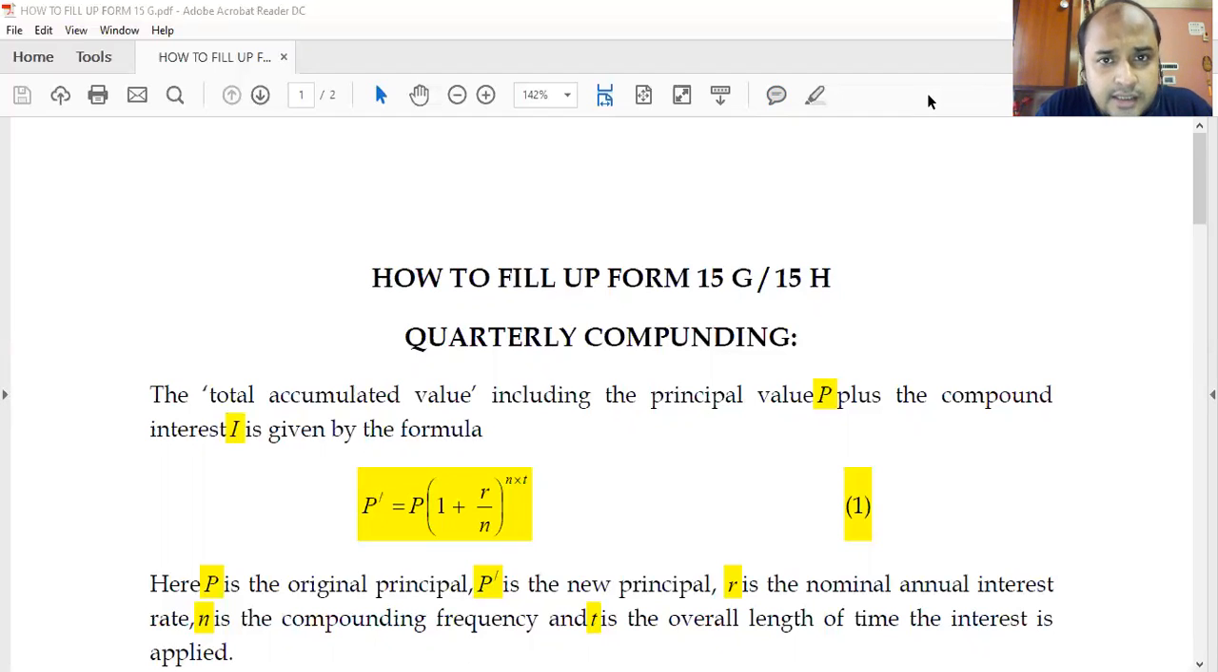So I'm going to discuss the mathematical formula behind calculating the amount on which the declaration is being made, and how you can find with minimum tools those amounts which you are going to put in the 15G or 15H form. I'm going to discuss the maths of that, and also show you the particular part of the 15G or 15H form which I'm talking about right now, and how to fill those particular parts only. So let's begin.